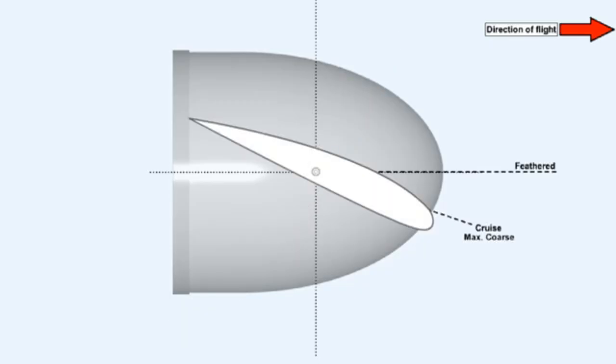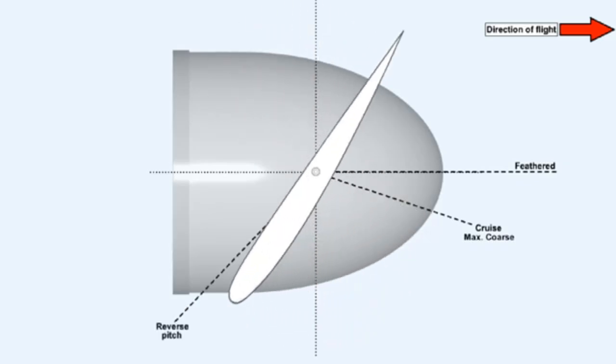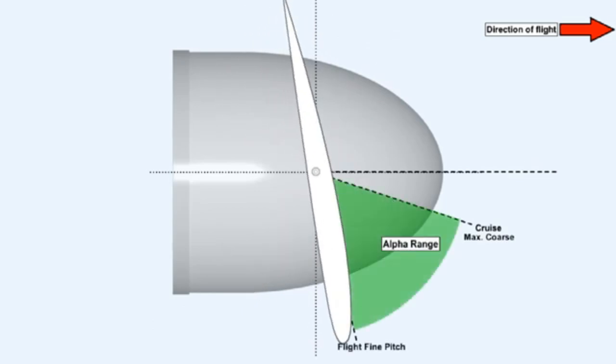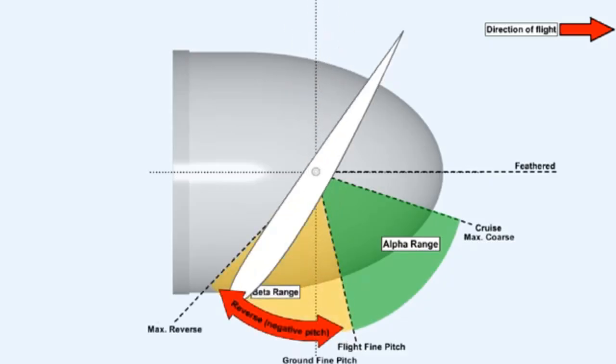This animation shows that under normal propeller control conditions, it's possible to provide a range of propeller pitch angles ranging from max coarse, cruise, all the way through to reverse pitch. The alpha, or constant speed range, is used for normal flight. It includes all pitch angles from flight fine through to max coarse, while the beta, or ground range, includes pitch angles between flight fine and maximum reverse.